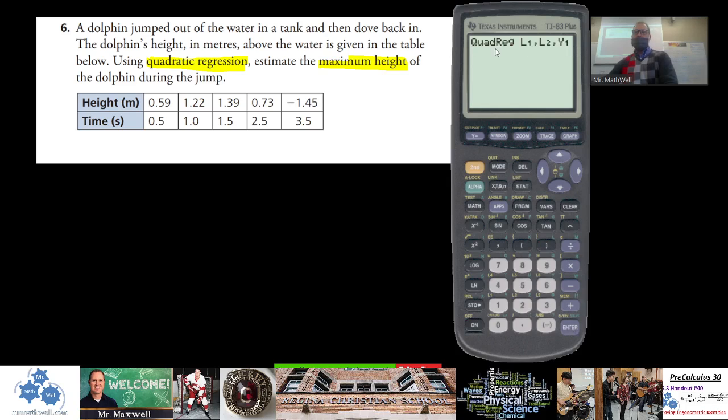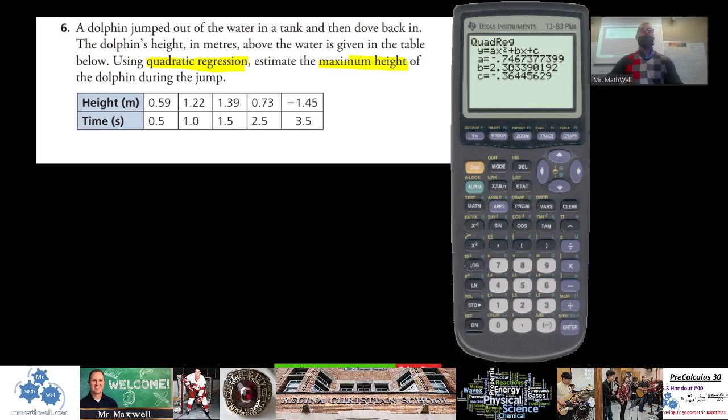Okay. So we're going to ask the calculator to figure out a quadratic regression function using list 1 as the x, list 2 as the y, and I want the calculator to put all that data into y1 so we can graph the line or the curve of best fit. So you hit enter now, it'll think for a couple seconds, and then it'll show you this.